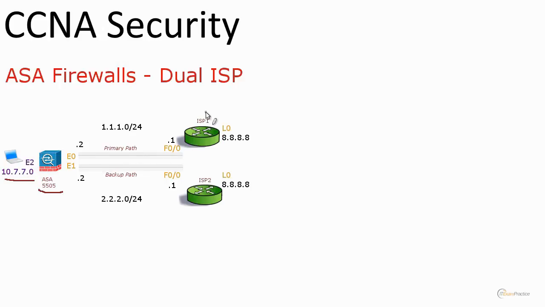Then we have 2 ISPs, ISP1 and ISP2, 2 Cisco routers. To simulate a network behind that router, I created a loopback interface 8.8.8.8 on both routers. Then I connected the ASA firewall to both routers. This is going to be our primary path. ISP2 is our backup path.